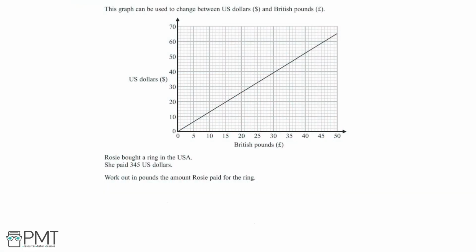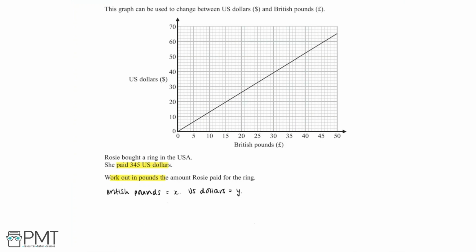In this question, we're given a graph which can be used to change between US dollars and British pounds. Rosie bought a ring in the USA, and she paid $345 US. We need to work out in pounds the amount that Rosie paid for the ring. Using our graph, we can see that we have British pounds on the x-axis and US dollars on the y-axis. And so let's say that British pounds is equal to x and US dollars is equal to y.